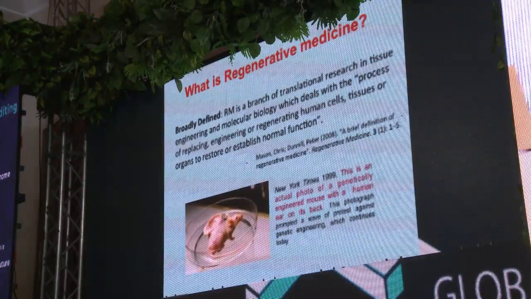So we will talk about regenerative medicine, the present and future perspectives, which we are trying to develop in our institute, and I'm representing the Orbeli Institute of Physiology of the National Academy of Sciences. When we talk about regenerative medicine, broadly defined, it is postulated as a branch of translational research in tissue engineering and molecular biology, which deals with the process of replacing, engineering, and regenerating human cells, tissues, or organs to restore or establish normal function.